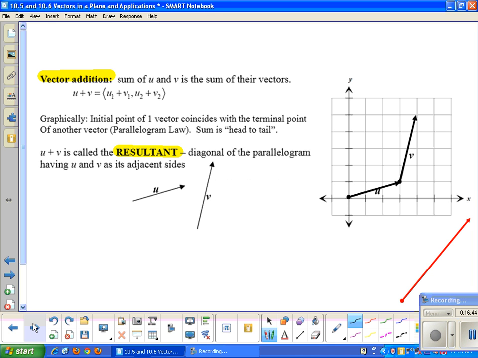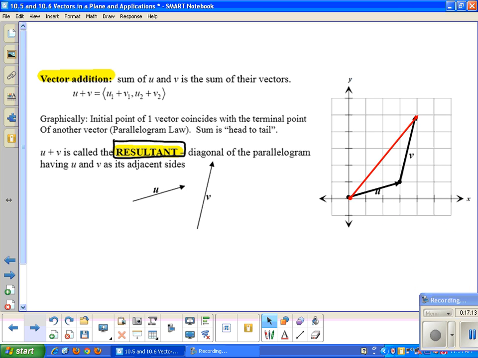Now, vector addition, the sum of u plus v is the sum of the vectors. Graphically, the initial point of one vector coincides with the terminal point of another vector, which is called the parallelogram law, which is also said sometimes as the sum of its head to tail, which we'll talk about. When you add two vectors together, this word you'll see when we do the word problems, the resultant is the diagonal of the parallelogram having u and v as the adjacent sides. So when I'm adding these two vectors together that I have here, u and v, the resultant is this red one right here. So that's going to be u plus v.